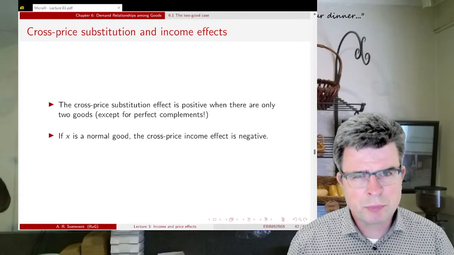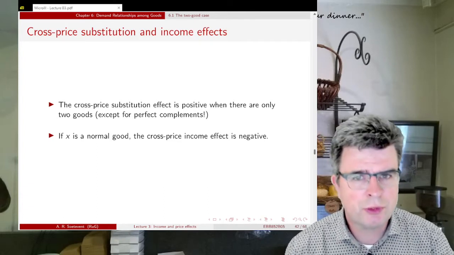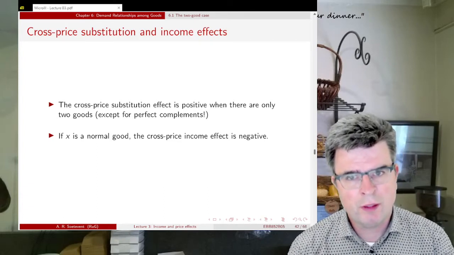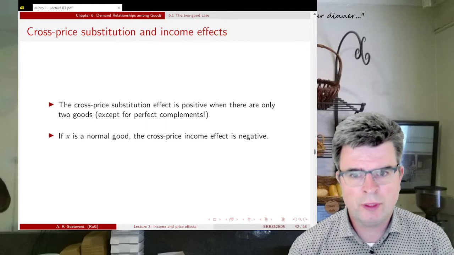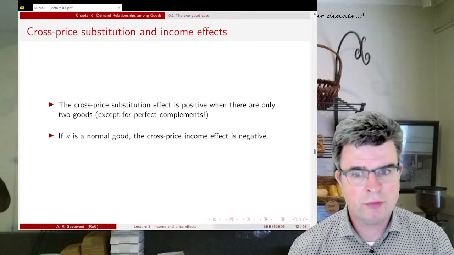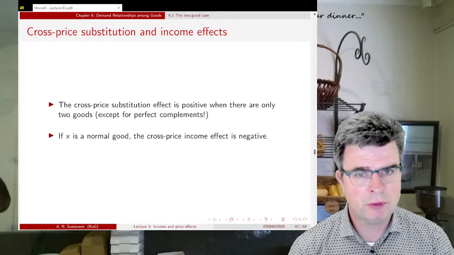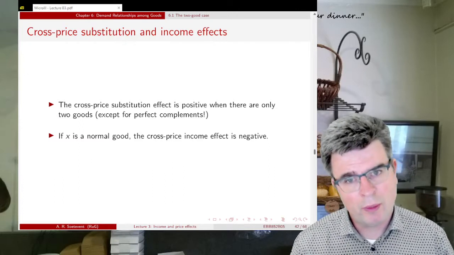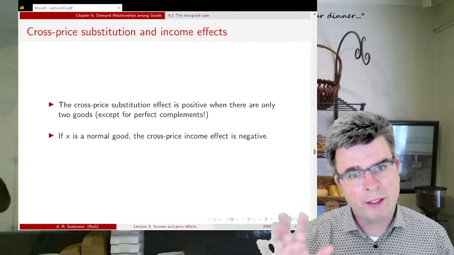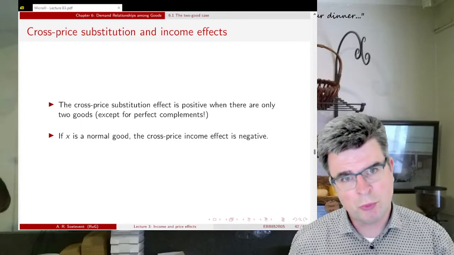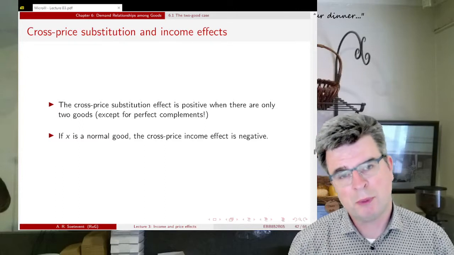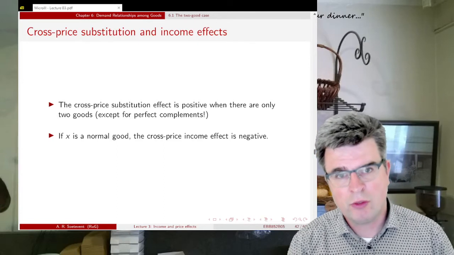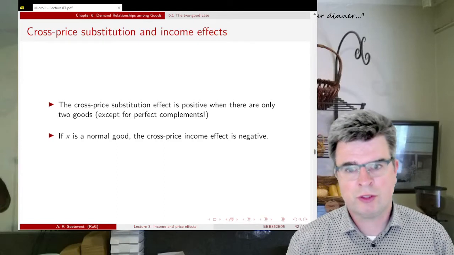Then there are a number of properties of the cross-price substitution and income effects in the two-good case. So in the two-good case, the cross-price substitution effect must be positive, except when we have perfect complements. And how can that be? Well, if the price of good Y increases, you substitute away from the good that becomes more expensive, in this case good Y. So you substitute towards good X.